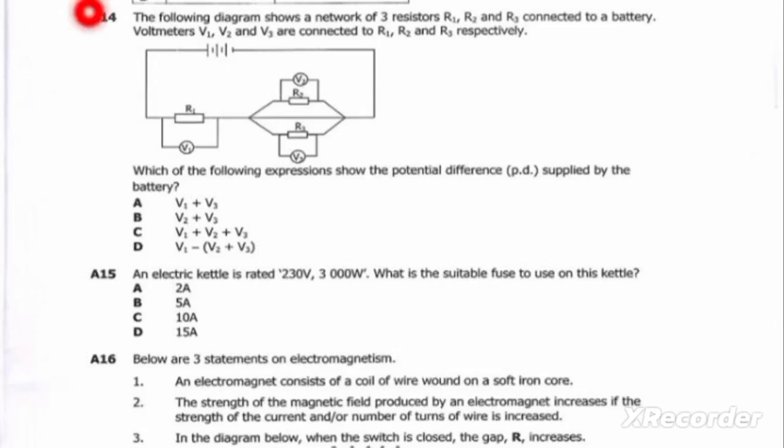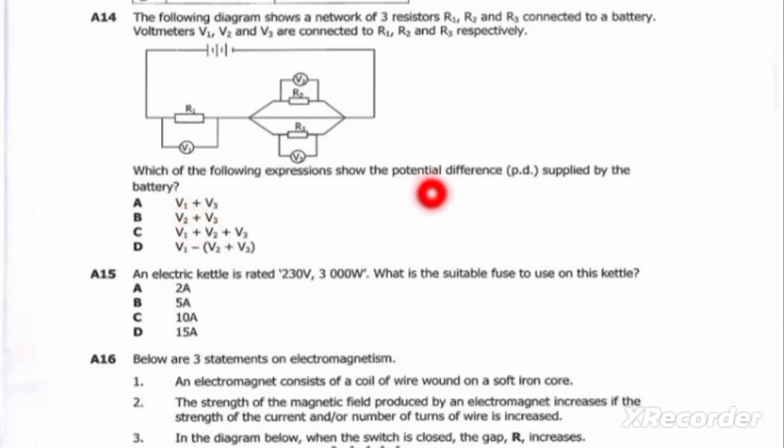We move to the next question, which is question A14. The following diagram shows a network of three resistors, R1, R2, and R3, connected to a battery. Voltmeters V1, V2, and V3 are connected to R1, R2, and R3 respectively. Which of the following expressions shows the potential difference, PD, supplied by the battery?